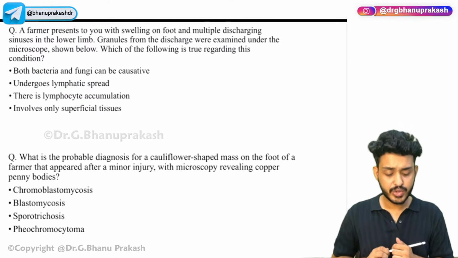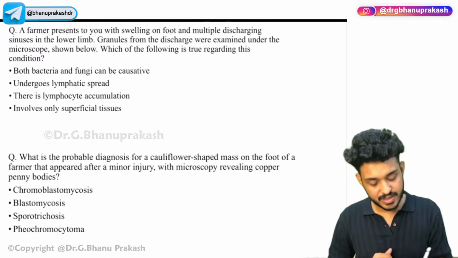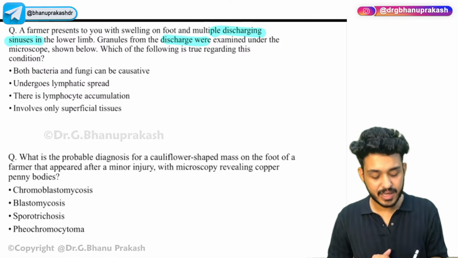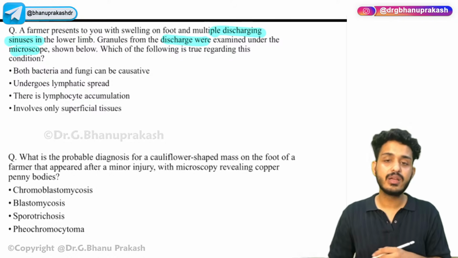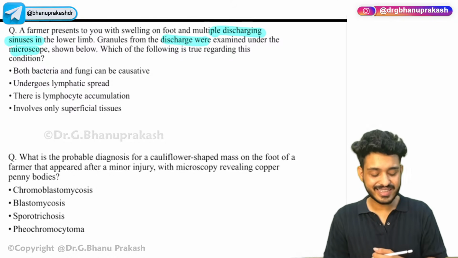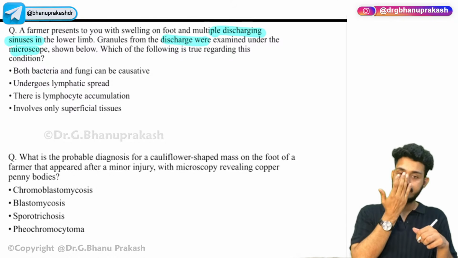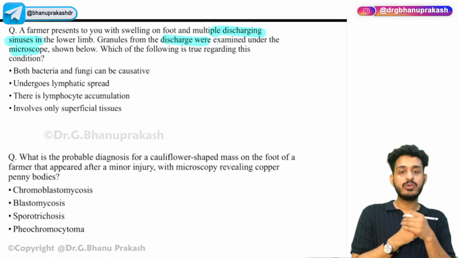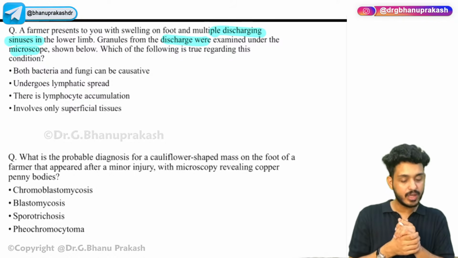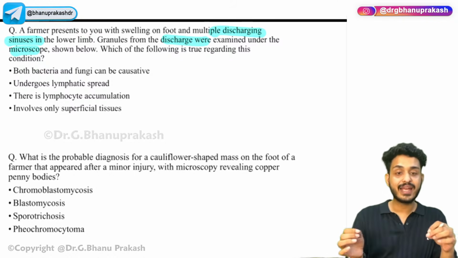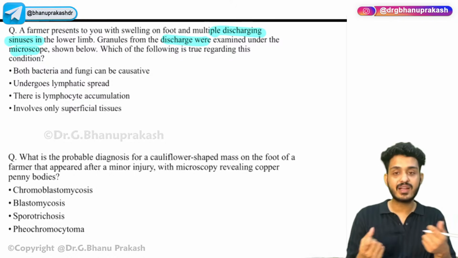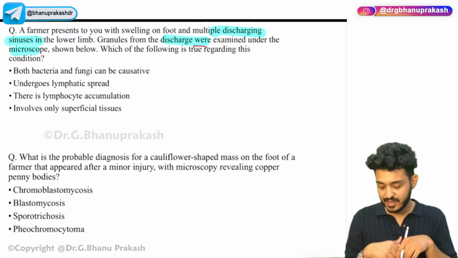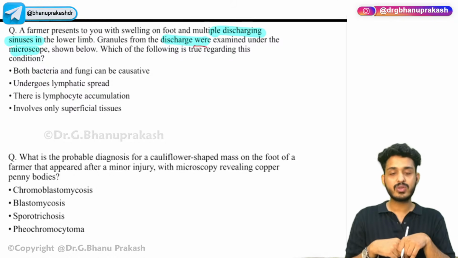A farmer presented to you with a swelling on the foot. Multiple discharging sinuses are there. Granules from the discharge were examined under microscope, and what is true regarding this situation? Try to answer this question. So basically, a farmer is coming to you, he is having some kind of swelling on the foot. There are multiple discharging sinuses, multiple things are coming out. The discharge was examined under the microscope. What is true about this situation?